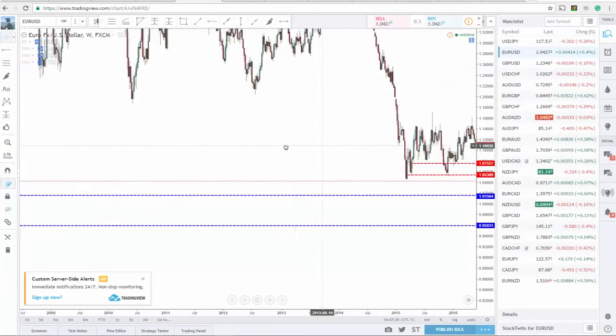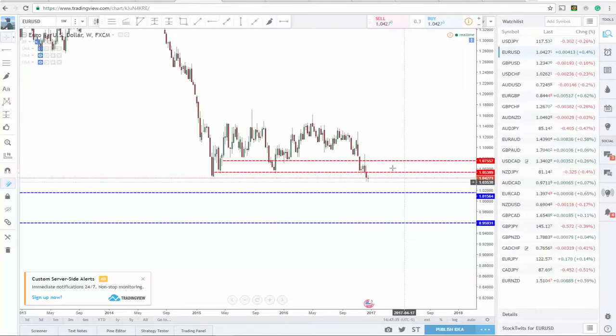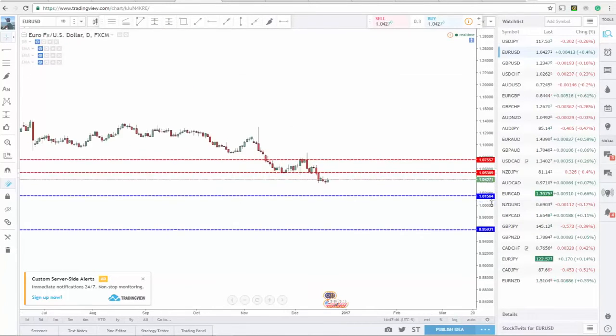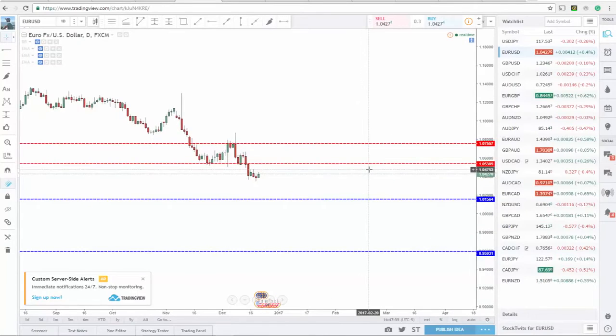Again, these levels are pretty far away from where price action is now, so we may take some time before we actually get some trading opportunities here on the euro dollar, but those are the levels that I'll be looking at for trading opportunities. So for resistance, we have 1.053s and 1.075s. For support, we have 1.015s and 0.959s. Moving on to the pound dollar now.